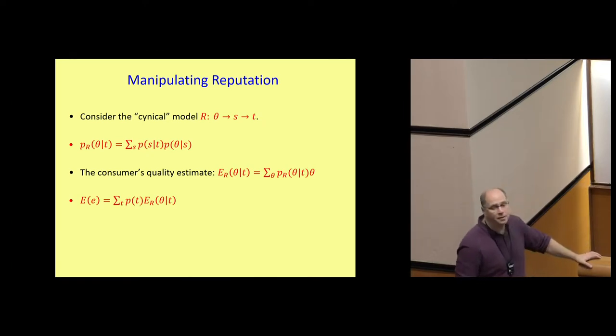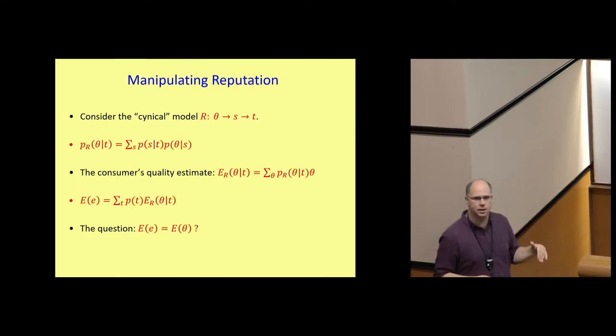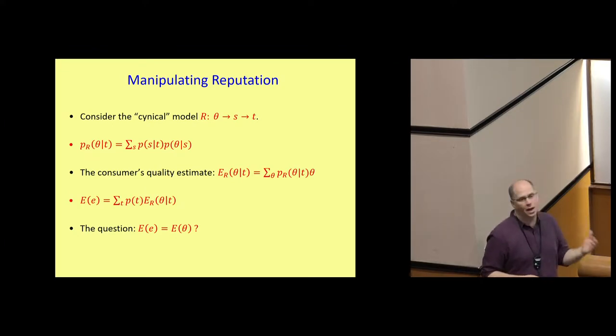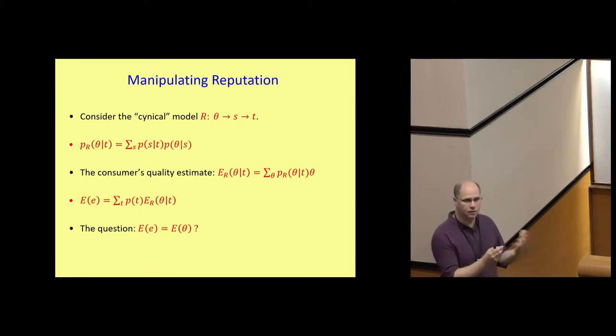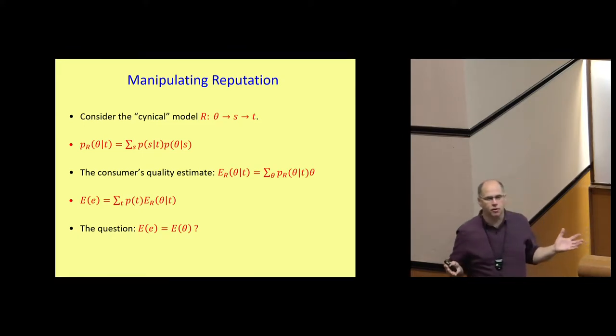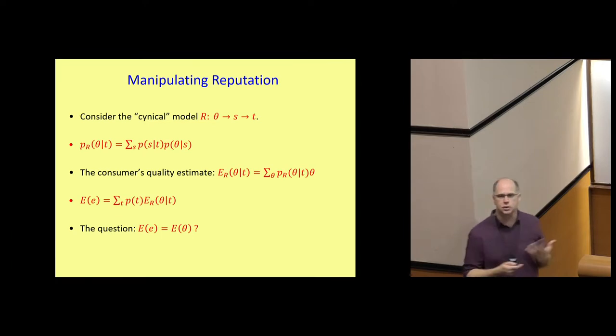So that's the expectation of E. And the key question is the expectation of E, that is, whether the average quality assessment coincides with the average quality of the product. Because if the two coincide, that means that ex ante, there's nothing that the firm can do. When I say equal, the question is whether it's equal regardless of the strategy that the firm can play.